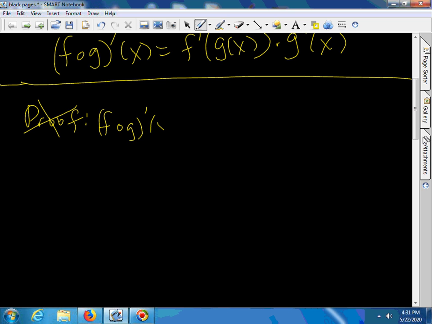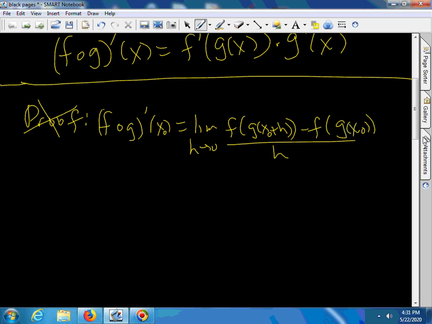By definition, this is equal to the limit as h goes to 0 of f of g of, well, let's do it at x0, g of x0 plus h minus f of g of x0 all over h. And then they multiply by 1 in the following way, which I will show you in a moment.